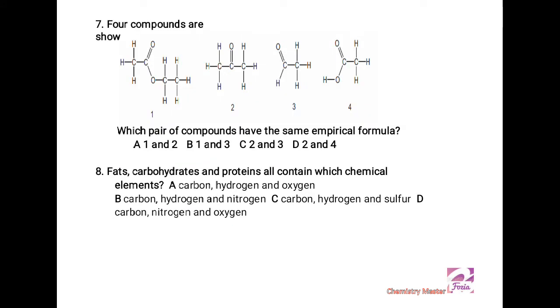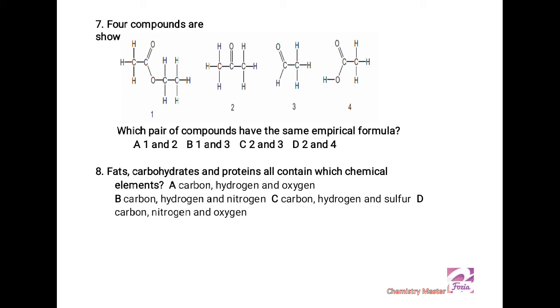MCQ number 7, 4 compounds are shown and you can see that all these 4 compounds consist of carbon, hydrogen and oxygen. The very first attempt is you just write their molecular formulae by counting the number of carbon atoms, hydrogen and oxygen. Then you analyze which compounds have the same empirical formula. Empirical formula means the simplest whole number ratio of elements present in the compound.